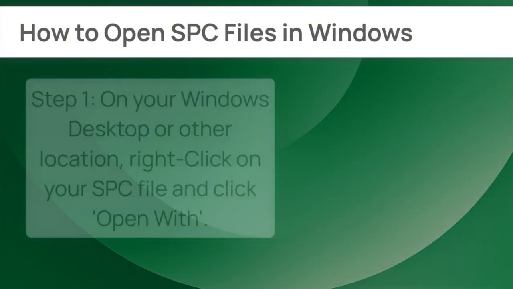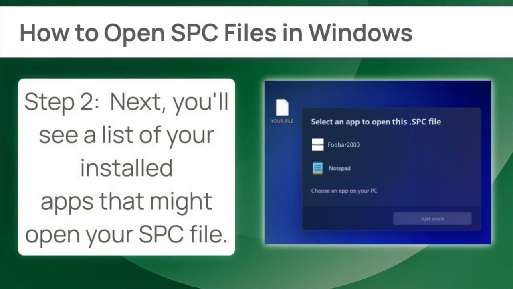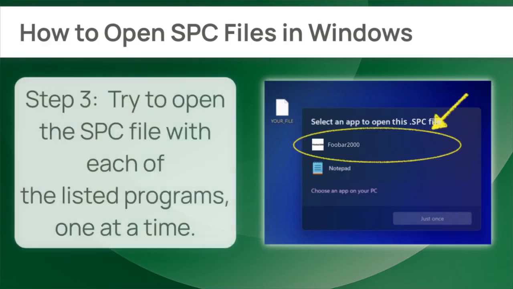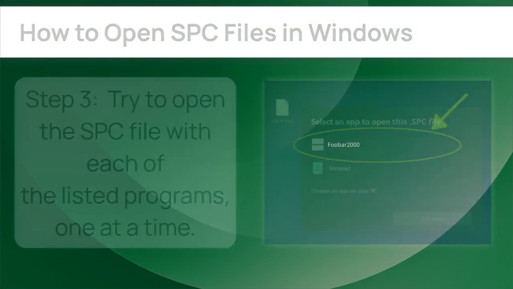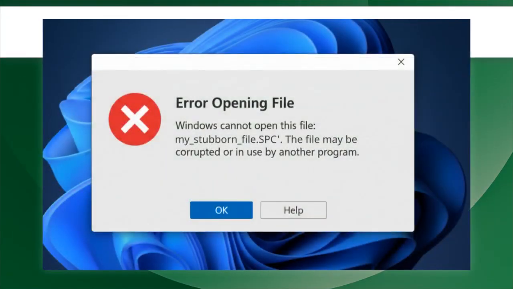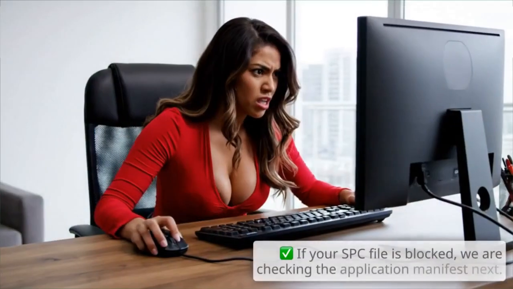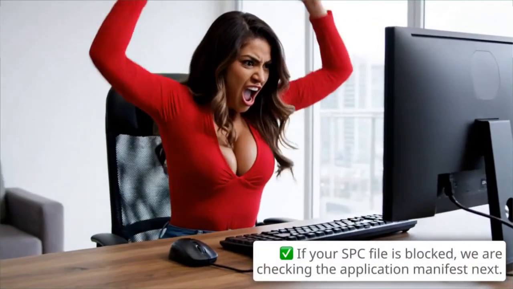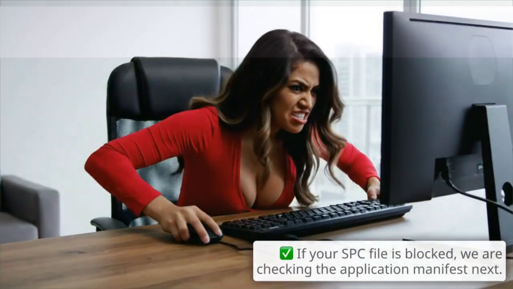Right-click the SPC file and choose Open With. If FooBar 2000 is an option, select it first. Otherwise, try another tool from the list. Compatibility is key. If your SPC file isn't cooperating, don't worry. Every failure has a cause. Here are the common technical reasons why your system is failing to correctly parse the SPC format.